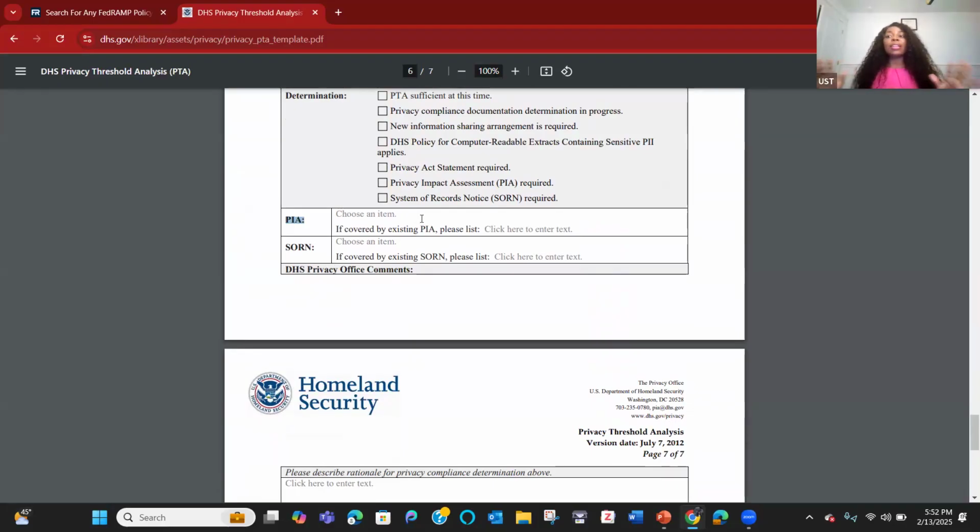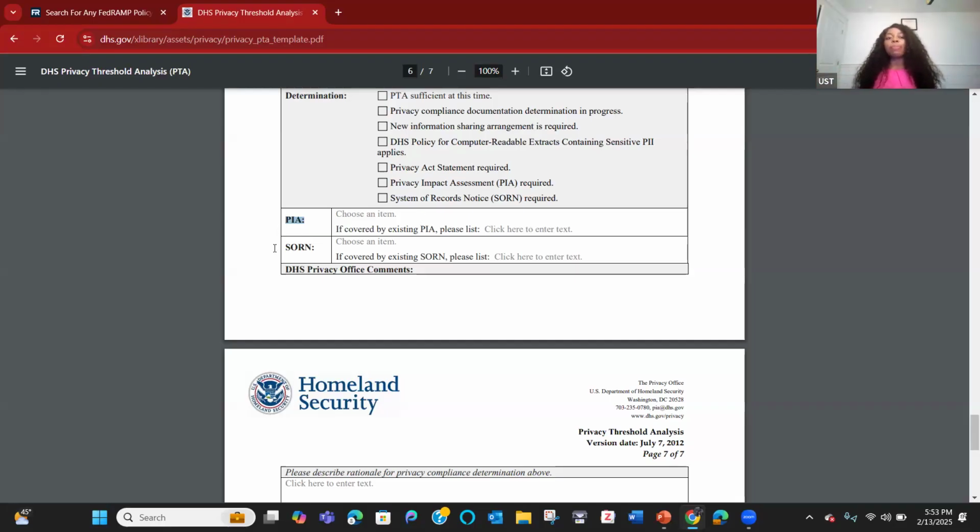PIA negative means that it doesn't collect a lot of sensitive information. At that point, we'll end here. You don't need a PIA document. But if the system collects a lot of PII, like if you collect social security number, by default that's a high system already, okay? So yes, you will need a PIA. So that's PIA positive. All information systems will have a PTA, but not all information systems will need a PIA. You have a PIA only for highly sensitive systems that collect PII, personally identifiable information.